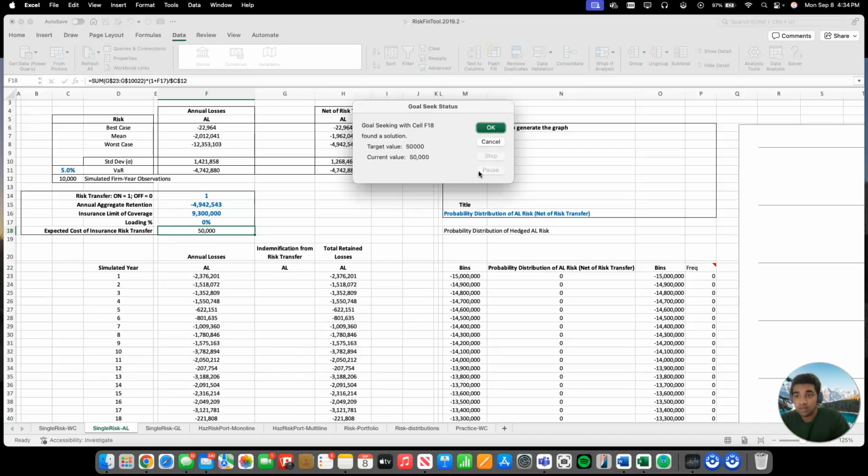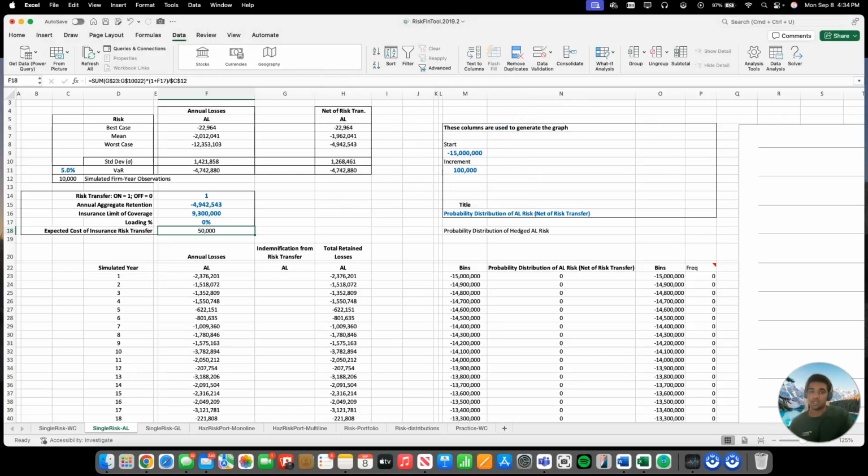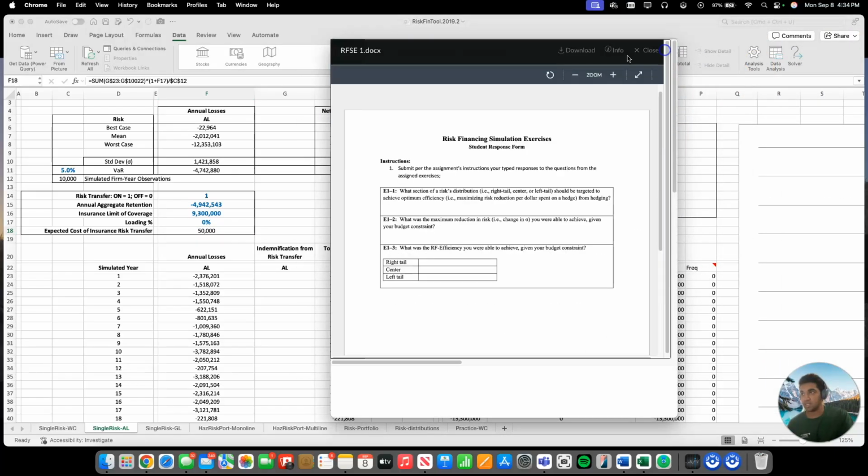If you wanted 9.3 million, not 9.5, $9.3 million worth of limit coverage, you have to have an annual retention of almost 5 million. So if you want to, you could take this, and this will be one of your answers on the practice exercise. So why don't we pull up the practice exercise? Or not the practice, this exercise.